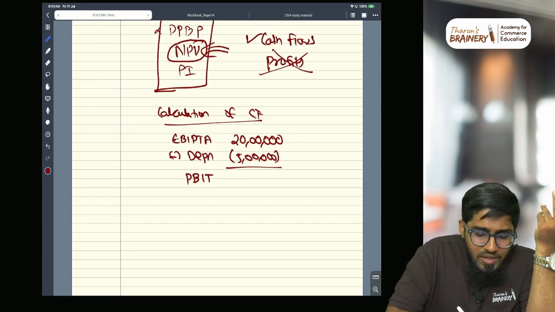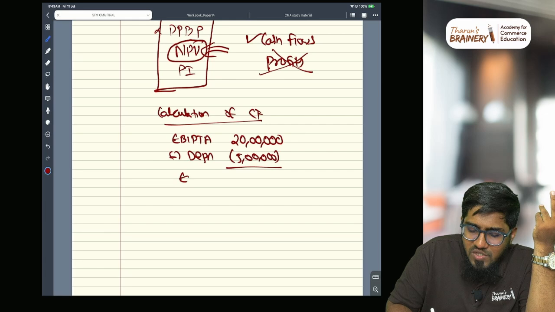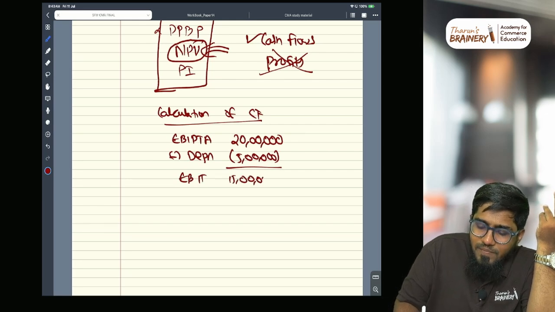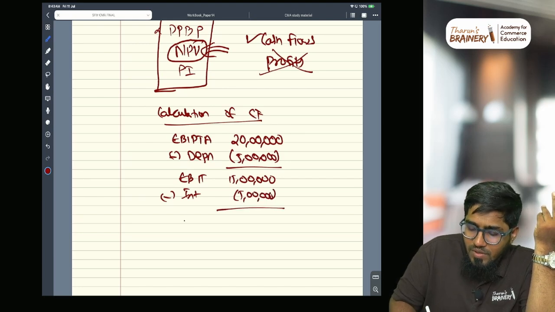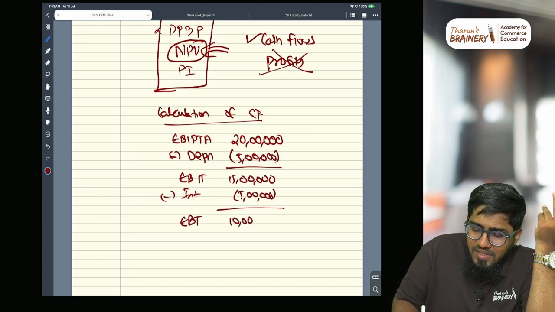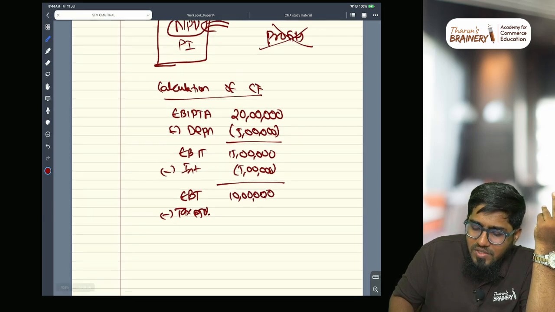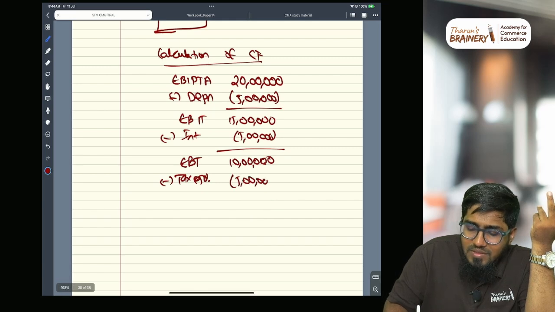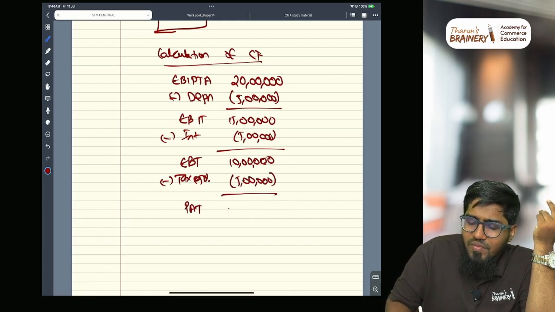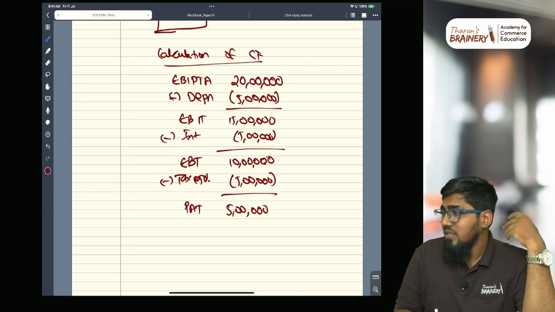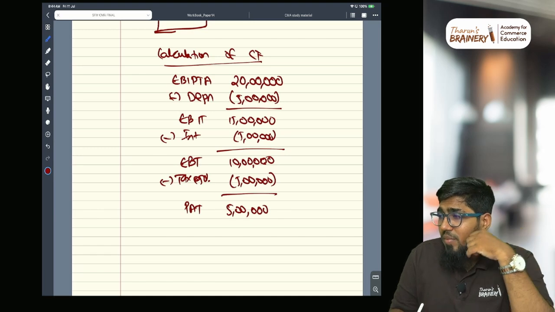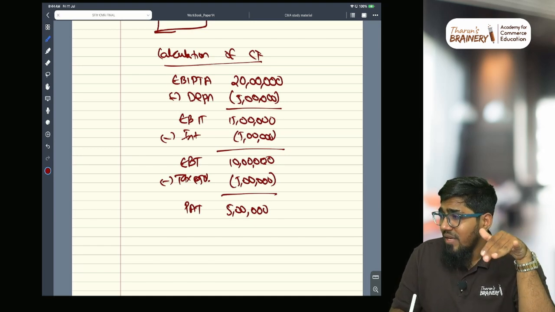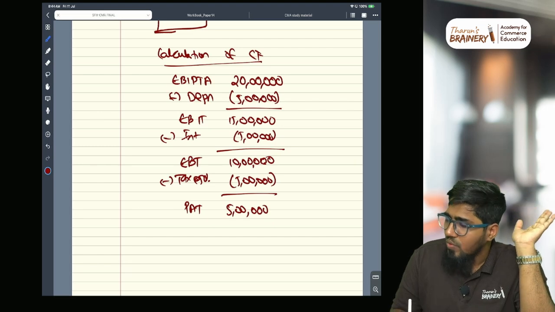Then minus depreciation, you will get EBIT, so EBIT is 15 lakhs. Now again minus interest, assume 5 lakhs. Then earnings before tax is 10 lakhs. Let's say tax at the rate of 50%, which means 5 lakh. So you have profit after taxes of 5 lakhs. This is nothing but the income statement: EBITDA minus depreciation, EBIT minus interest, EBT minus tax, PAT. If minus preference dividend, then earnings available to the equity shareholders. All these things you know.